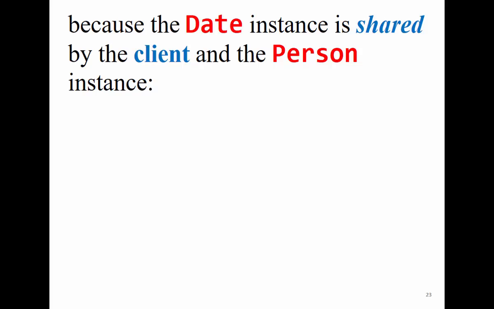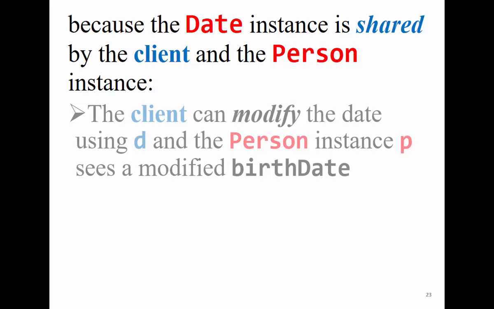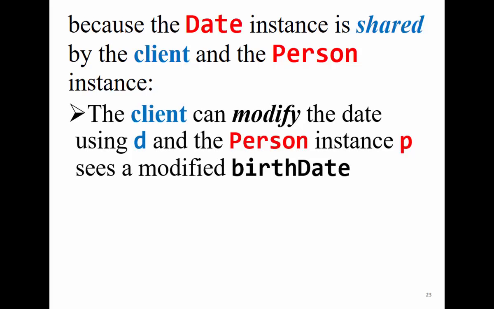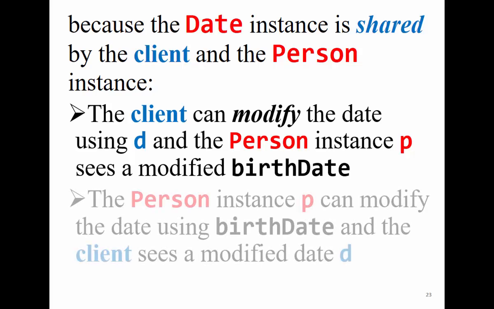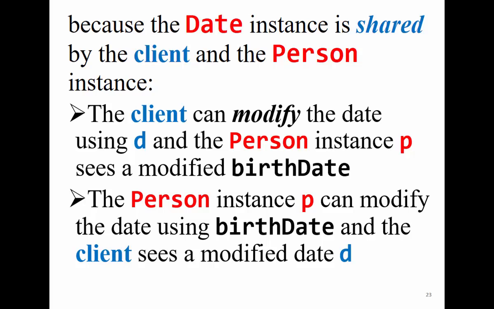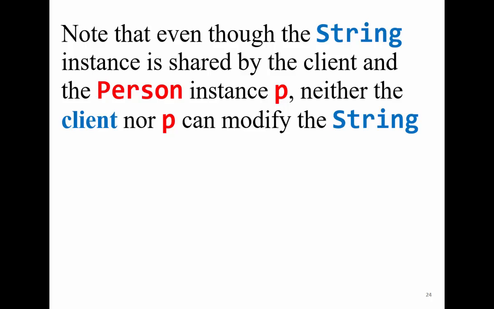Because the date instance is shared between the client and the person, and this is exactly what we said we are writing here, so whenever you go back to the slides, you know exactly what happened. So the client can modify the date using D, and the person can see these modifications. The person with P can modify, and the client can see the modification using D, because the same location we can access either using D or using P, which is the person reference.